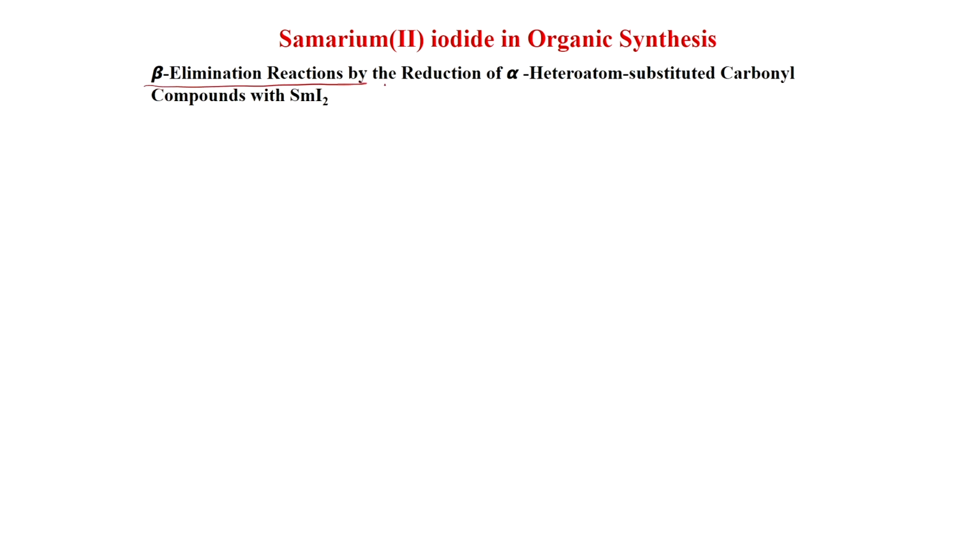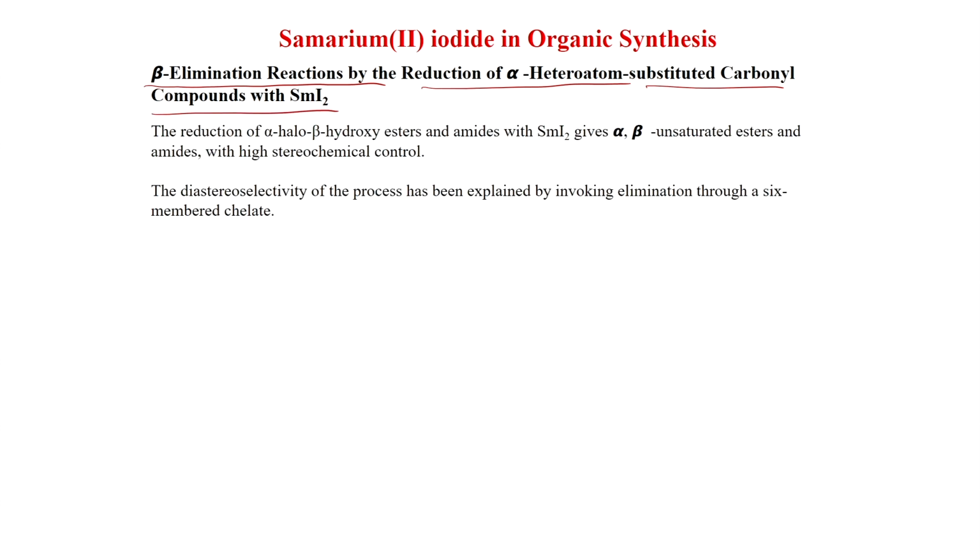Also, beta elimination reactions by the reduction of alpha hetero substituted carbonyl compounds with samarium iodide are possible, and the reduction of alpha halo beta hydroxy esters and amides with samarium iodide gives alpha beta unsaturated esters and amides with high stereochemical control. So, this is very important. If you have an alpha halo beta hydroxy ester or amide, then you can get alpha beta unsaturated ester or amide. Here the hydroxy group is eliminated because the hydroxy group is activated by samarium 3, and that is why it can be eliminated.